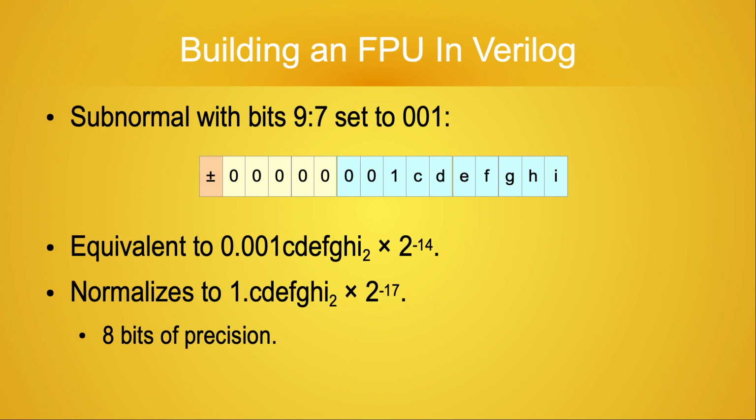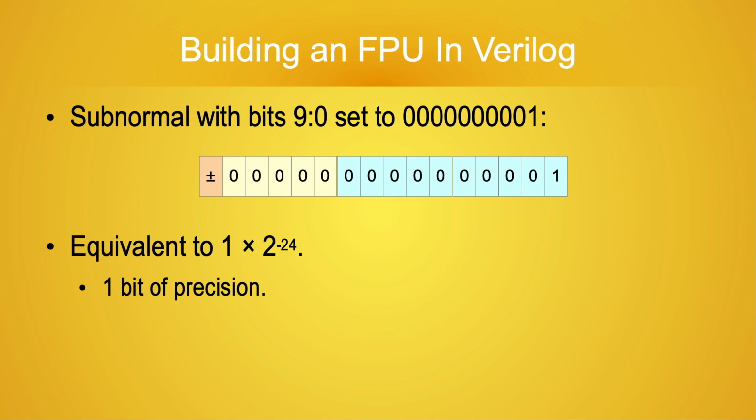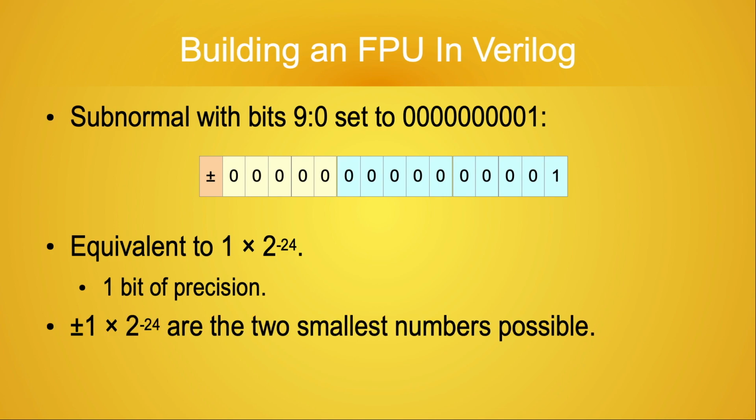Likewise, if the significand field has its first three digits set to 001, the number stored represents 1.CDEFGHI times 2 to the minus 17th power, and so on until we get to the significand 000000001, which represents 1 times 2 to the minus 24th power. So the smallest non-zero numbers we can represent using the 16-bit floating point format are plus or minus 1 times 2 to the minus 24th power. Remember, we support negative numbers too.